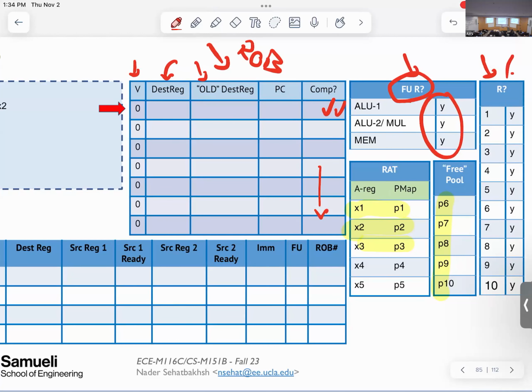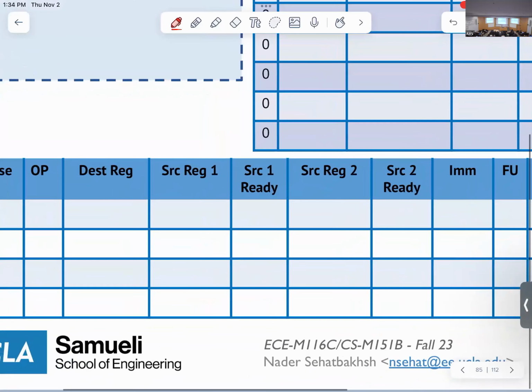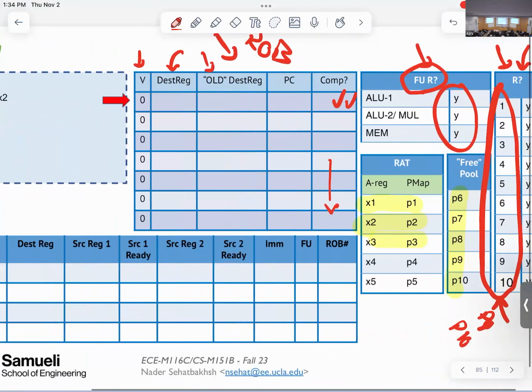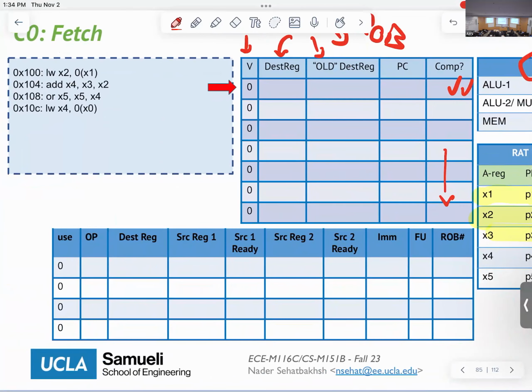Similarly, for my registers, to keep track of who is ready and who is not ready, I have all of my physical registers, P1 to P10. At the beginning, all of them are ready. Whenever I have some dependency, I make them not ready. Okay. And then finally, I have my reservation station, which is the same thing that I showed you before. So with this initial setup, let's go and run these 4 instructions one at a time.